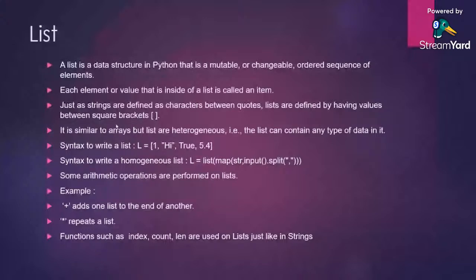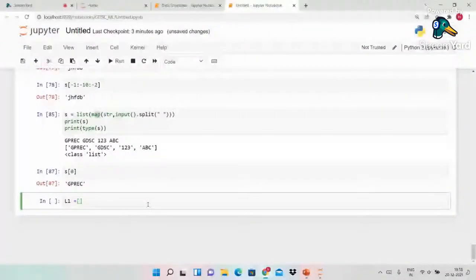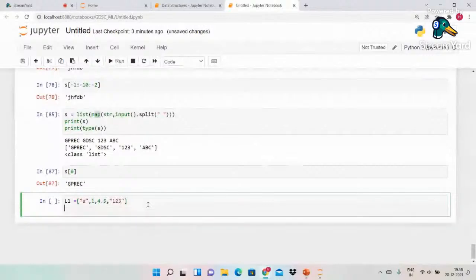Okay, so yeah, this is what is happening. And also some arithmetic operations can be performed on lists. Like if you add one list to another, you can add or repeat the list. How do we do that? Let's check, okay? Like I have a list. L1 is equal to A, comma 1, comma 4.5, comma 1, 2, 3, something like this. Something like B, comma 14, sorry, 15, it turned out to be 15, fine. 5.9.